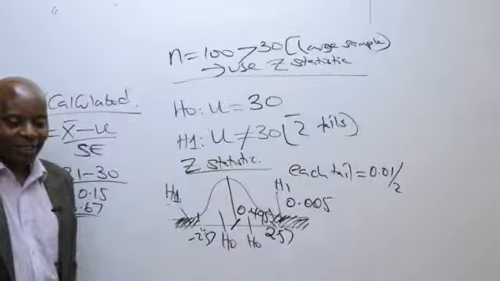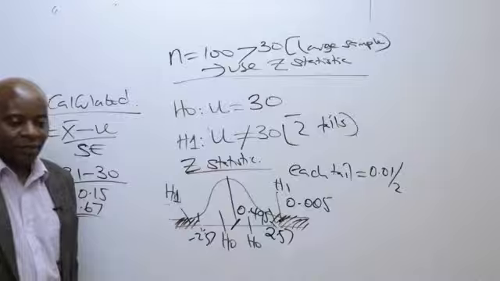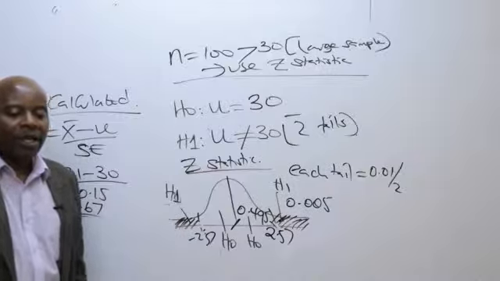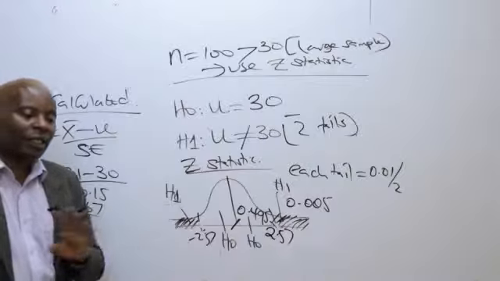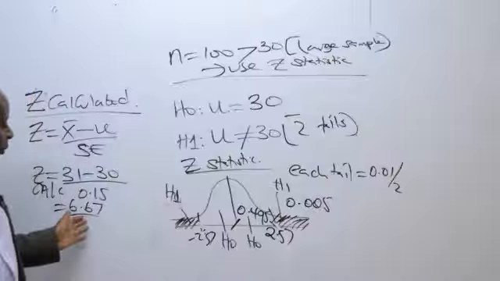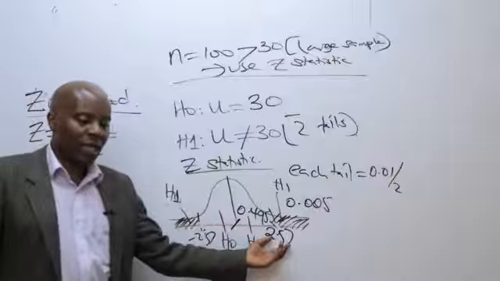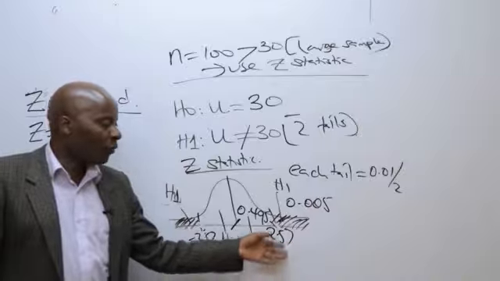Is that true? Where does this 6.67 lie? I'm waiting to hear from you great people. Denise tells me that this is supposed to fall in the shaded area. For sure, 6.67 is more than 2.57. It's more, so it falls around here.